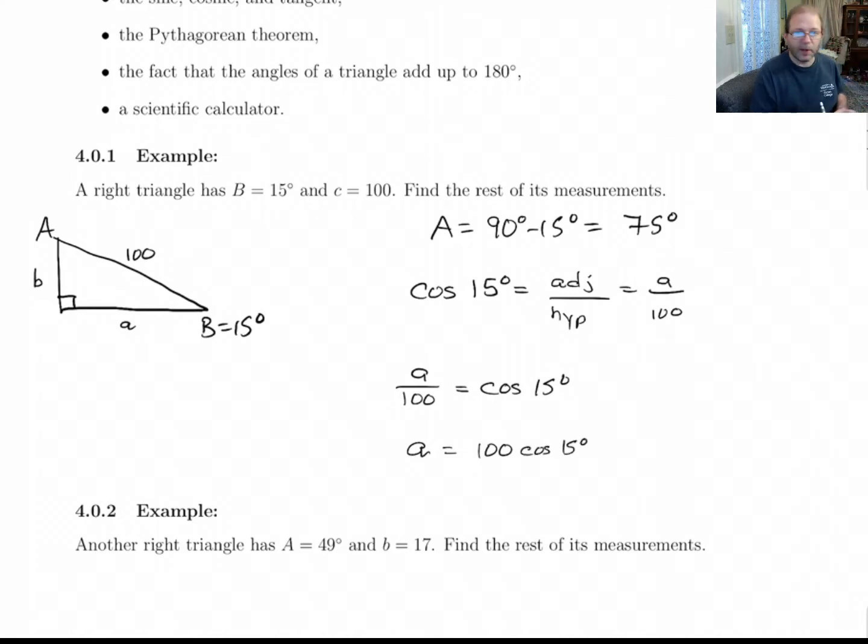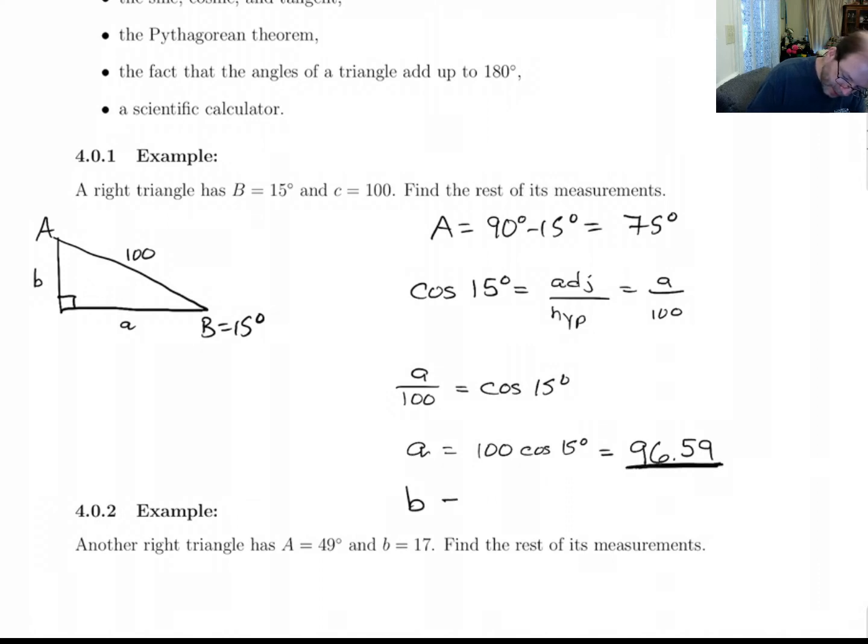So I'm going to do that on my calculator. I like these little calculators for doing this kind of stuff. I'm going to do 15, take its cosine, multiply that by 100. And that gives me, I didn't say how many decimal places. Let's do this to 2 decimal places. When I do that, I get 96.59 for A.